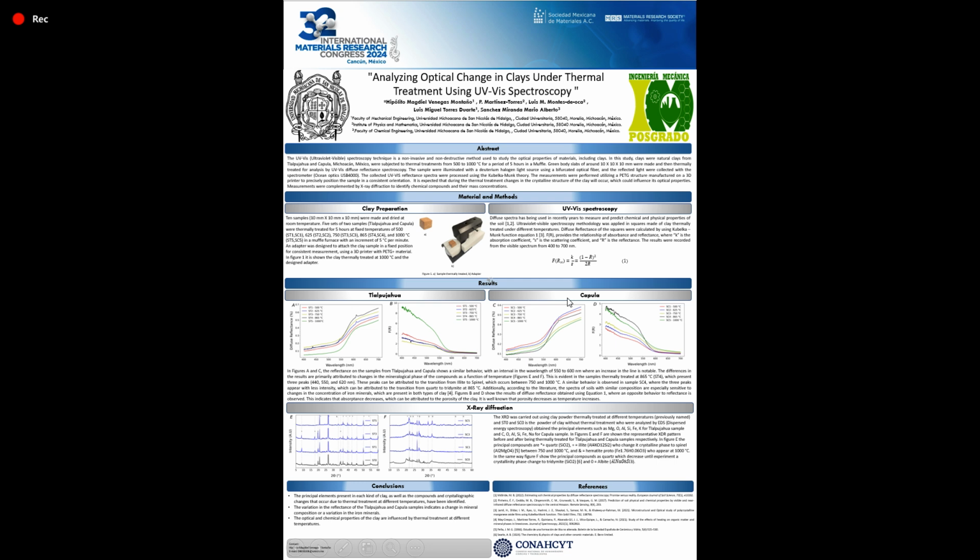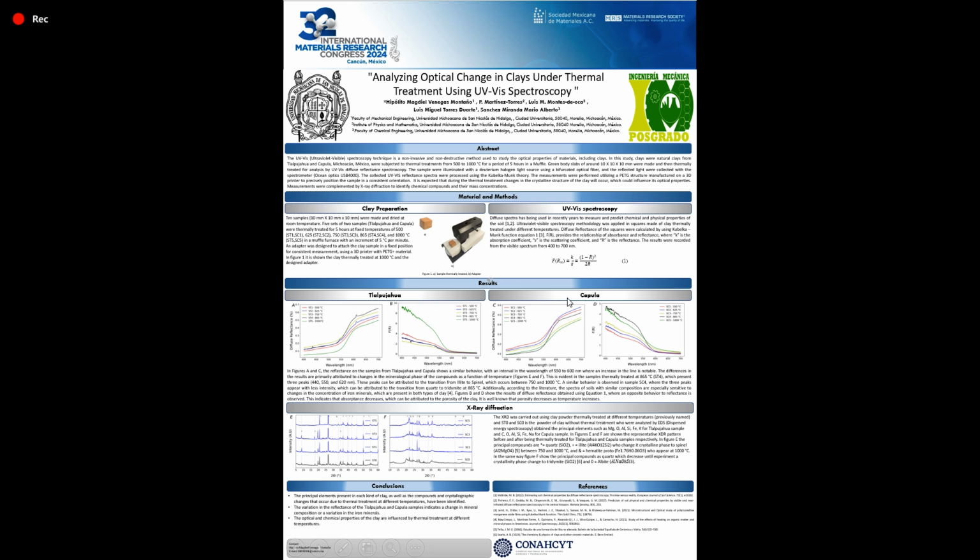The experimental setup involved a PETG structure made with a 3D printer to hold the samples in a consistent orientation. The UV-Vis spectroscopy measurements were complemented by X-ray diffraction to identify chemical compounds and their concentration, providing a comprehensive analysis of the samples. Our results revealed significant change in the optical properties of the clay with thermal treatment.